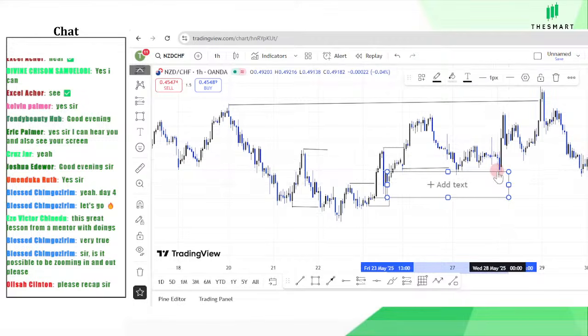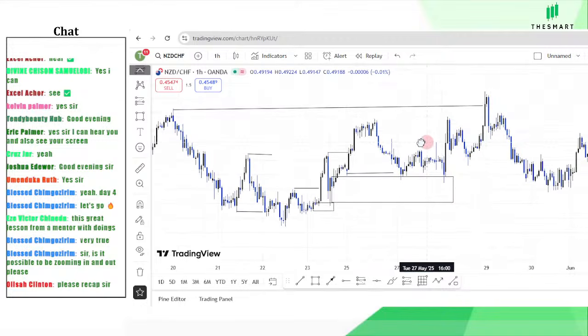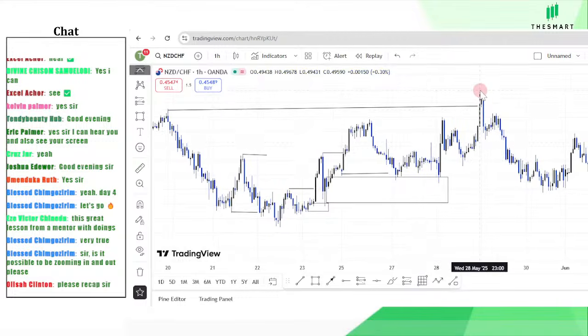And what did you see? There was this expansion again to the upside. Price reacted to the downside and took out this high. Now, after taking out this high, we have no valid order block to take our trade from.